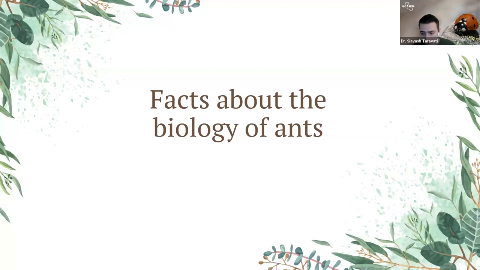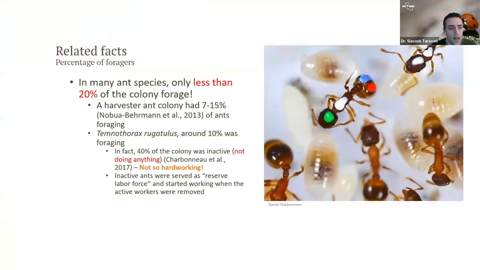All right, so before talking about other aspects of the speed of control, I'm just going to provide some very interesting facts about the biology of ants, and then go back to the topic of the speed. So in any given ant colony, only a small percentage of the workers actually forage. Usually it's under 20%. Okay, this is very interesting and important.